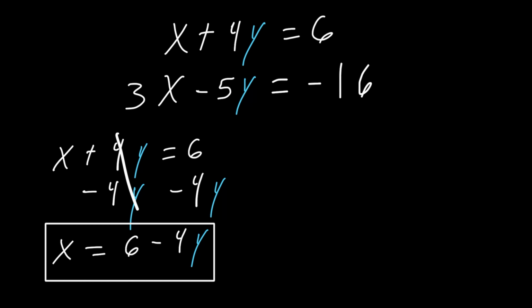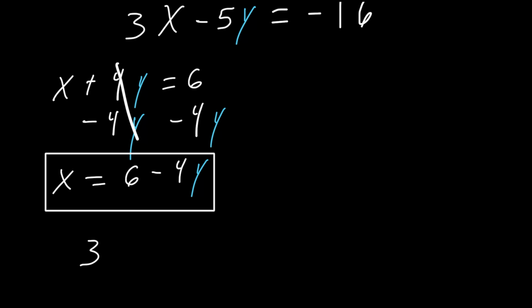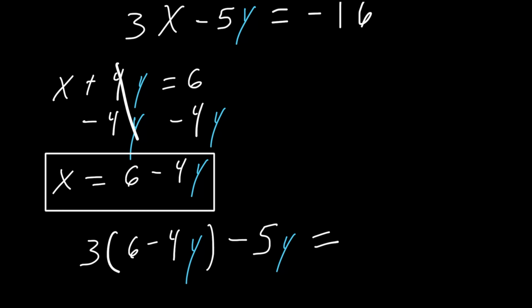Now, since this is our x value, we're going to input it into this second equation every time we see an x. So right over here, I see an x. So instead of writing just an x, we're going to input these numbers. So let's go ahead and do that. 3 times x is 6 minus 4y. And then we're going to go minus 5y equals negative 16.